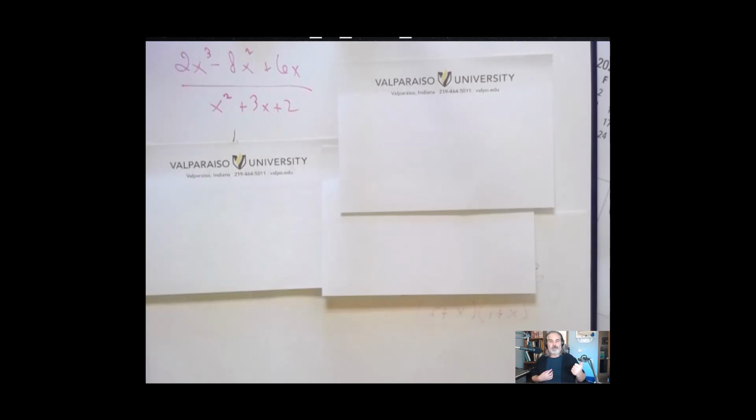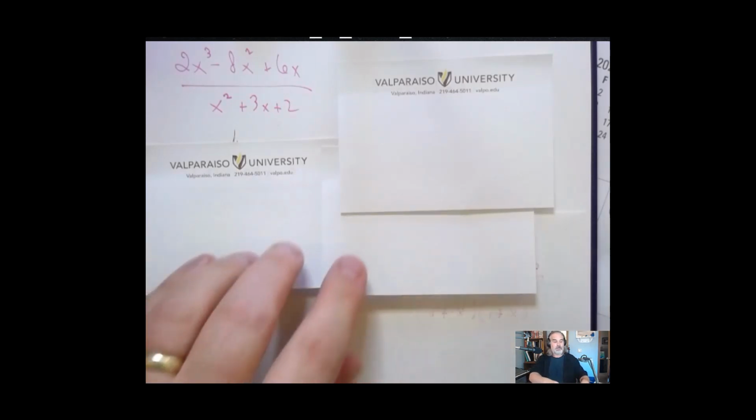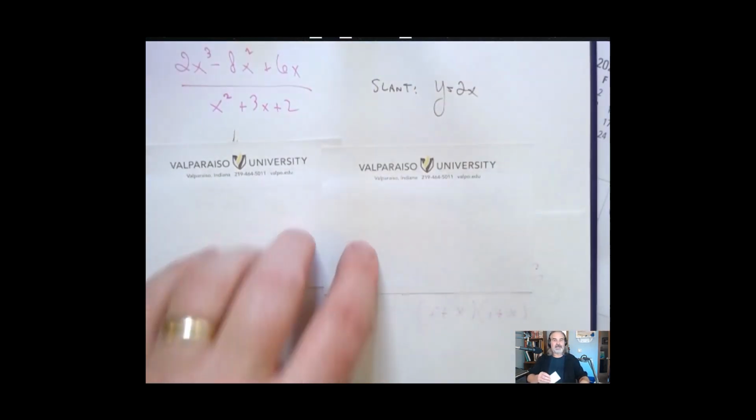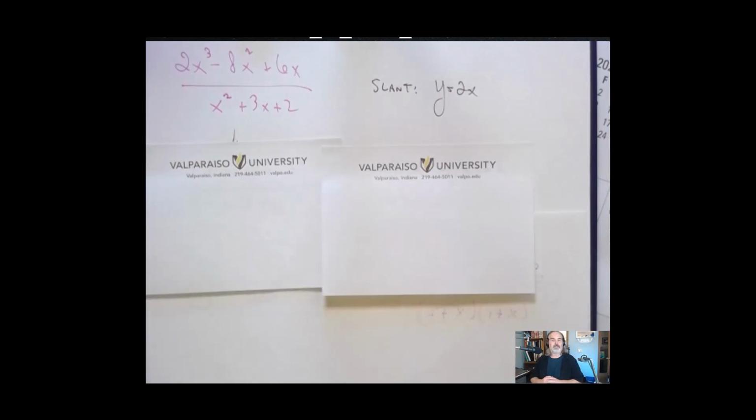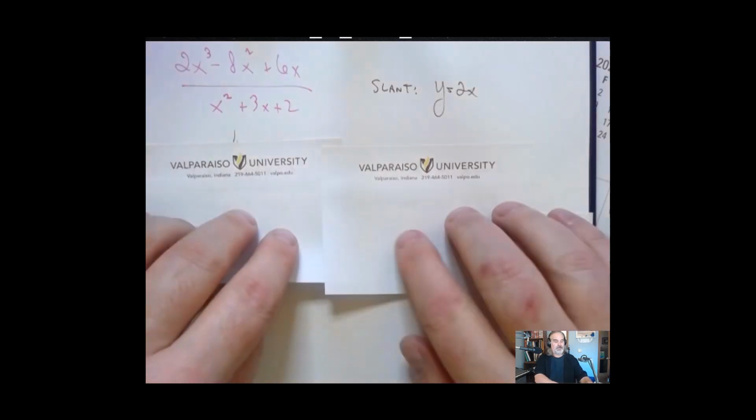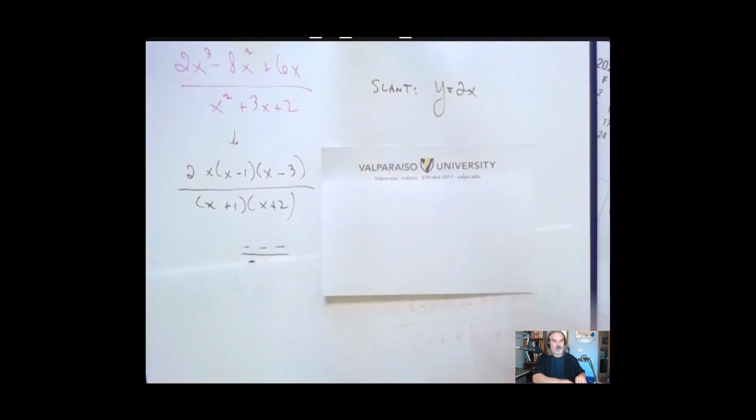So right off the bat, without any other ado, we can decide whether or not there's going to be a horizontal or a slant asymptote here. Same story as the first problem. There is going to be a slant asymptote at y equals 2x, right? Now, with that determined, we can probably factor this thing. We should be able to. And there is the result.